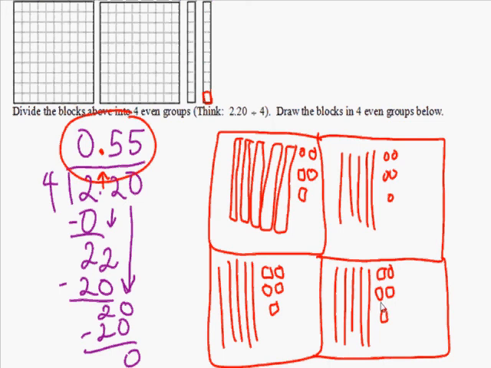So I'm done because I just drew my answer, my quotient, which is 55 hundredths, 4 different times because I'm showing that the blocks are divided into 4 even groups. So ladies and gentlemen, that is how you divide decimals. Good luck in your IA review.